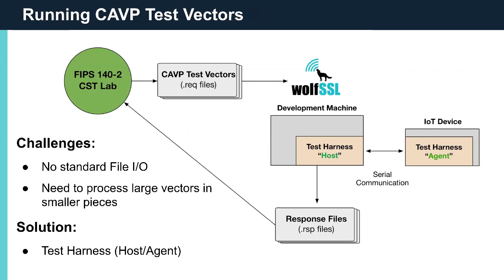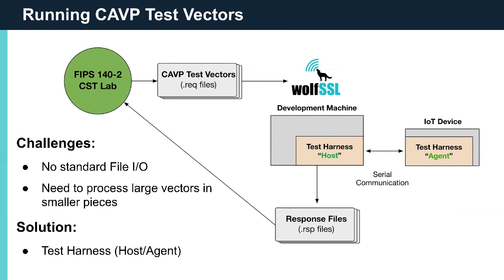This is the process we go through as part of an OE addition to a certificate. And so our FIPS lab, the CST lab, issues us test vectors for algorithms. And this is a set of request files, essentially one per algorithm type of test. Sometimes there's multiple tests per algorithm.